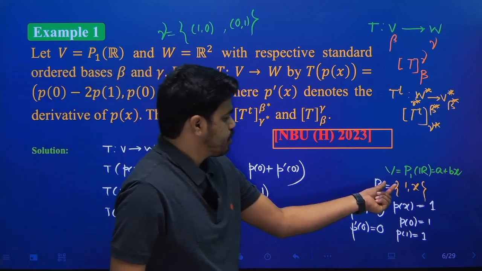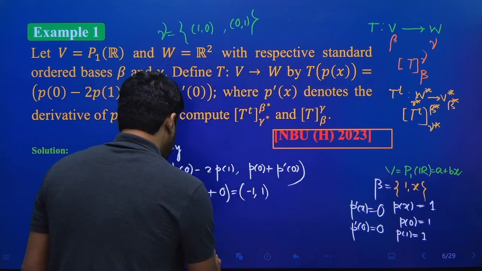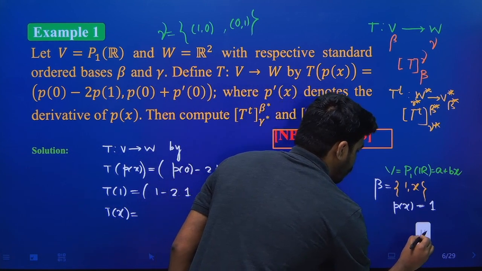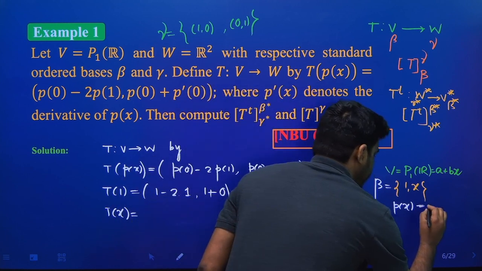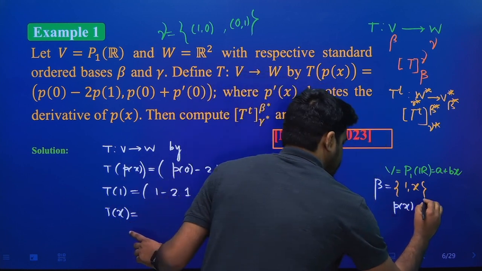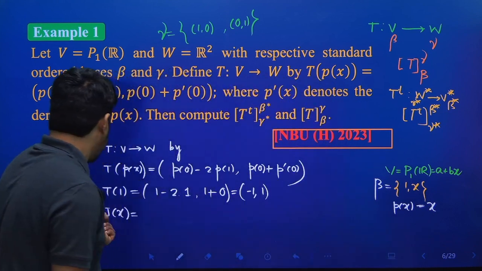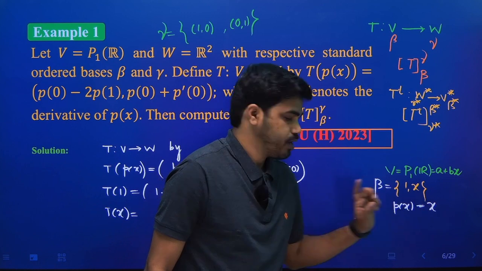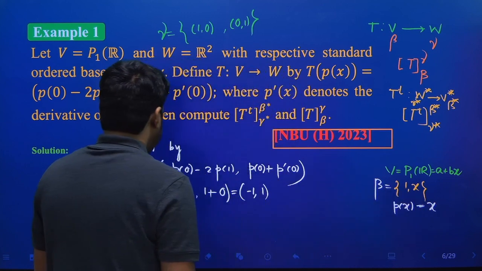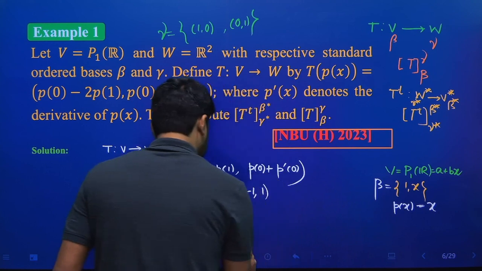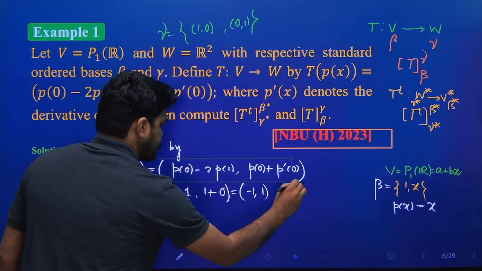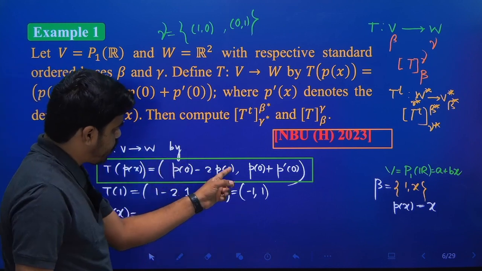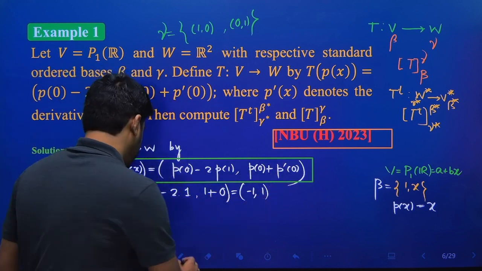Right? ठीक, T(x), that is we consider p(x) is equal to x. So what is the polynomial? Here the polynomial is x. So p(x) is x. Okay, p(x) is x. So p0 কি করে ডিফাইন করা আছে? T(p(x)) is equal to (p(0) minus 2p(1), p(0) plus p'(0)), right?